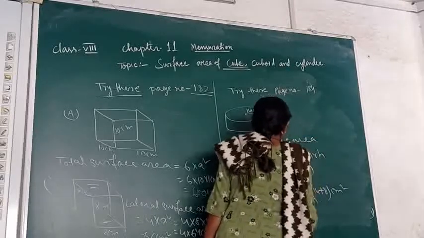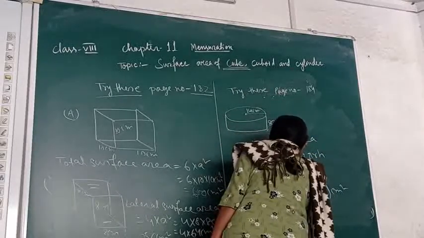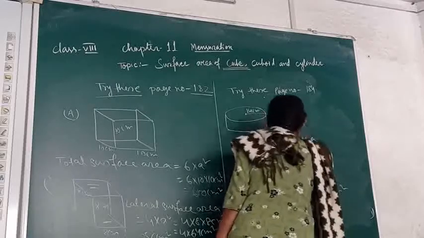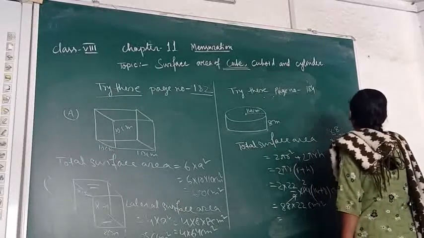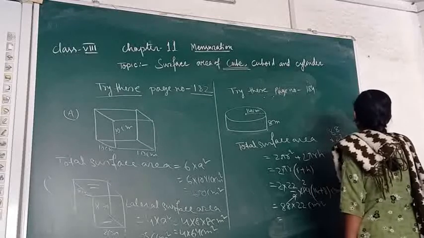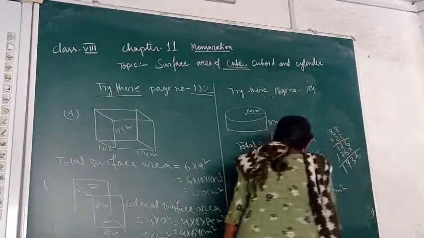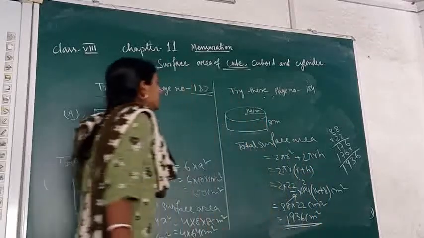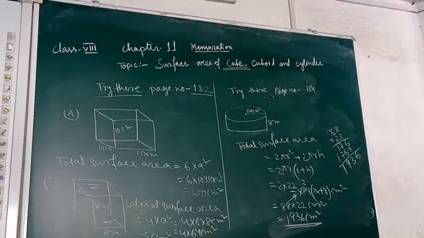Let's cancel them. What are you getting? Yes, it is coming 4. So 88 into this one is 22 centimeter square. So let's multiply them. 88 into 22. Yes, we are getting here 1936 centimeter square. This is the total surface area of this cylindrical shape. So let's try to solve the questions given in your exercise from your NCERT book. All the best.